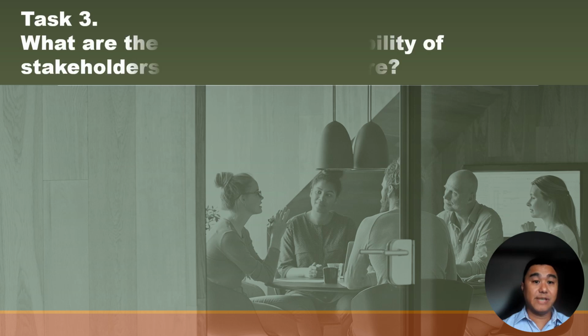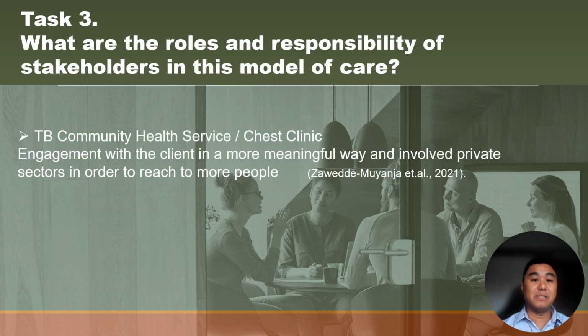Moving on to task 3, what are the roles and responsibilities of stakeholders in this model of care? The TB Community Health Service, or the CHESS Clinic, engages with the client in a more meaningful way and involves private sectors in order to reach more people. So the keyword here is engagement. To engage a client, it should start first through knowledge empowerment, through health education. Through decentralization of service, which makes the health services closer to them, they will be provided avenues to engage in their clinical and nursing care planning tailored to their unique risk factors and situations.